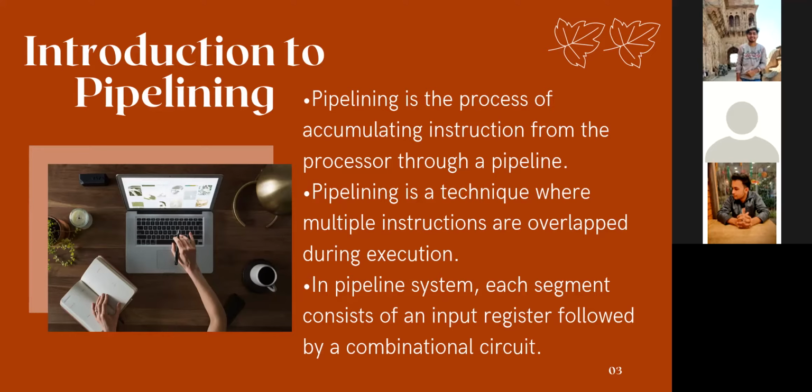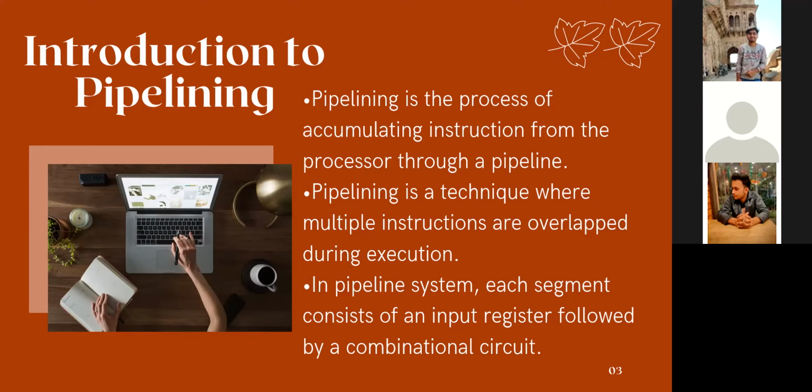Pipelining is the process of accumulating instructions from the processor through a pipeline. It allows storing and executing instructions in an orderly process. It is also known as pipeline processing. Pipelining is a technique where multiple instructions are overlapped during execution. The pipeline is divided into stages, and these stages are connected with one another to form a pipe-like structure. Instructions enter from one end and exit from the other end.